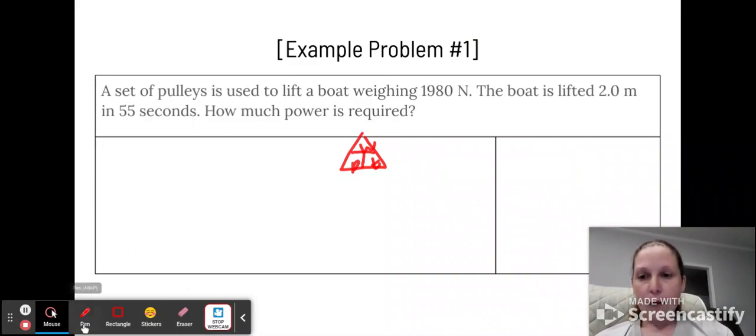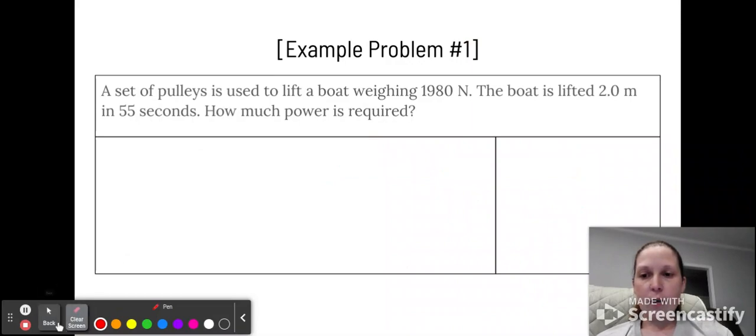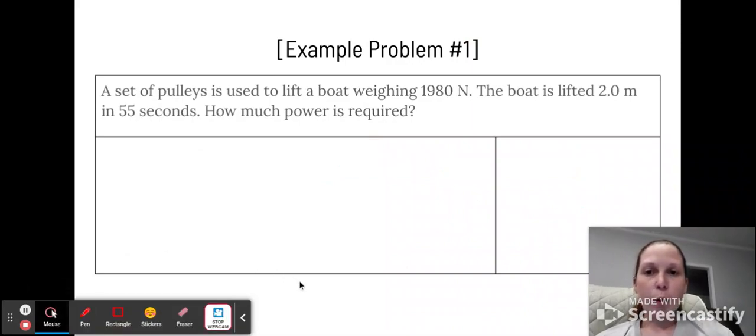Now let's go ahead and try this example. A set of pulleys is used to lift a boat weighing 1,980 newtons. The boat is lifted 2 meters in 55 seconds. How much power is required?